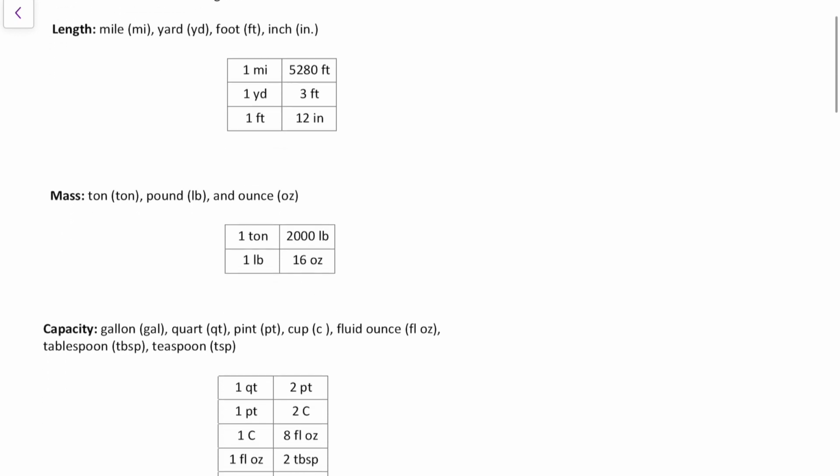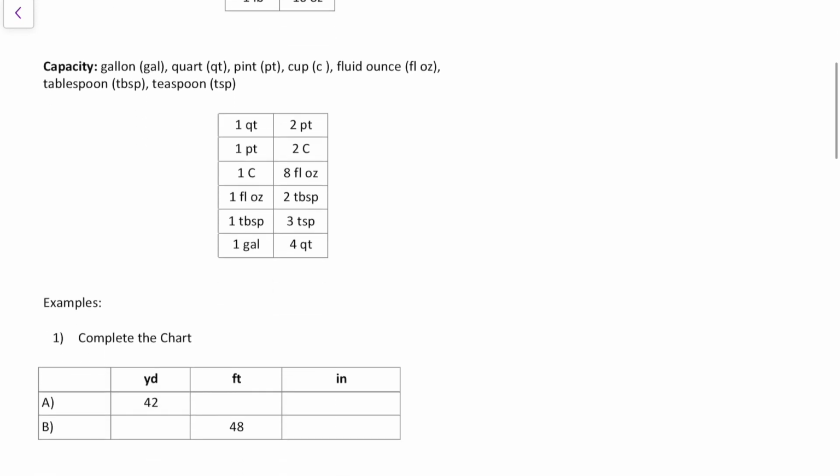We have some length conversions, where 1 mile is 5,280 feet, 1 yard is 3 feet, 1 foot is 12 inches. And then we have mass. We have 1 ton is 2,000 pounds, 1 pound is 16 ounces. And then we have some capacity ones.